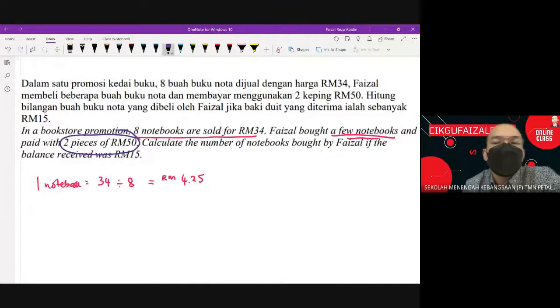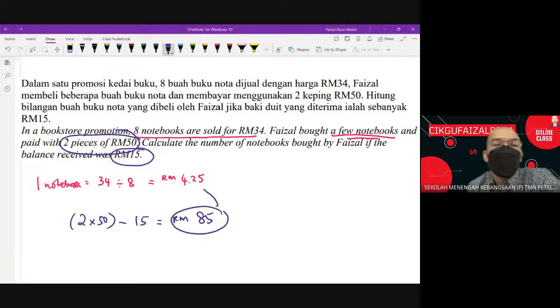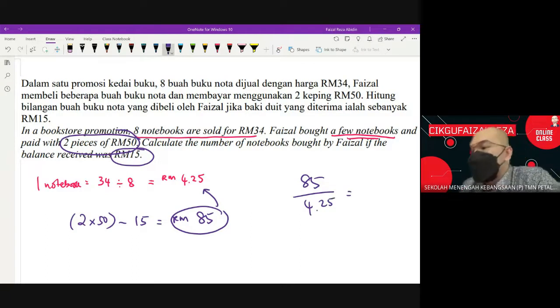50 ringgit, and he received the balance of 15 ringgit. Means that 2 times with 50 minus with 50 ringgit means that I'm gonna get 85 ringgit. So means that he spent 85 ringgit to buy how many books? Yes, 85 ringgit is going to be divided by 4 ringgit and 25 cents. You are going to get 20 notebooks.